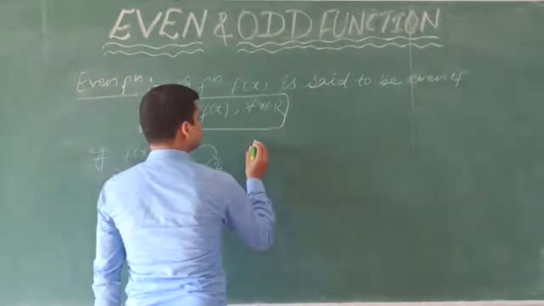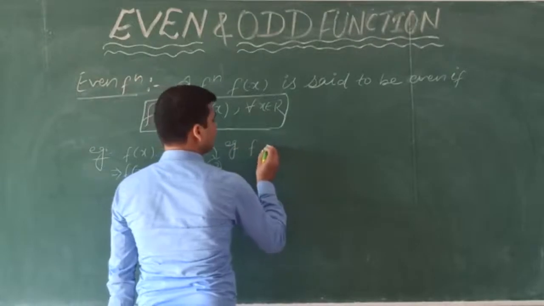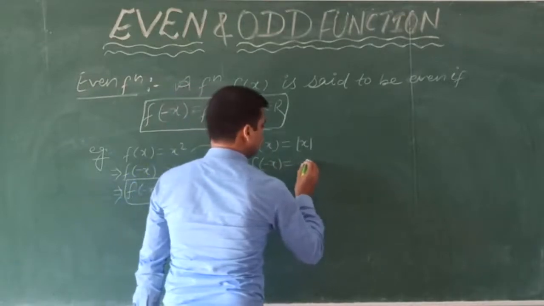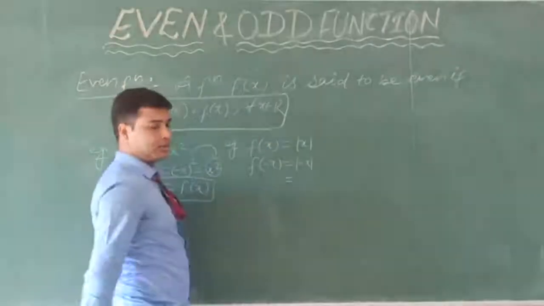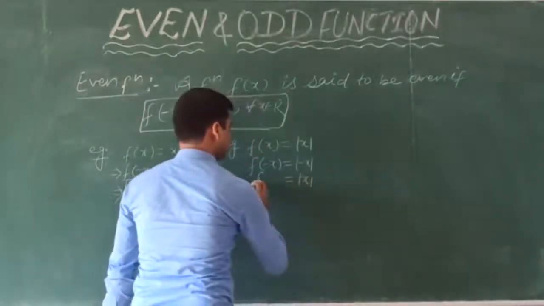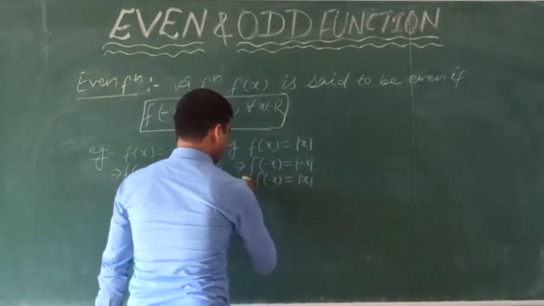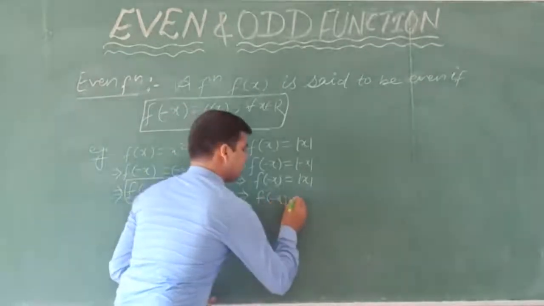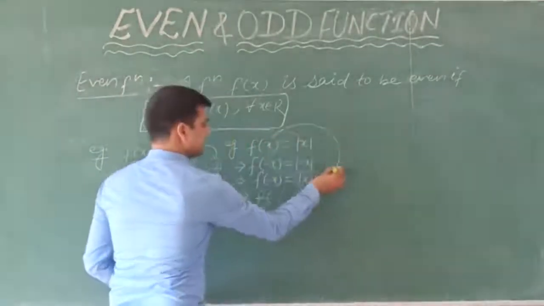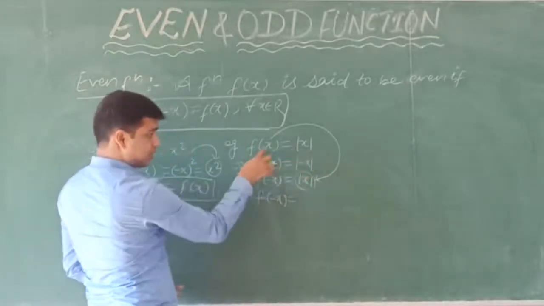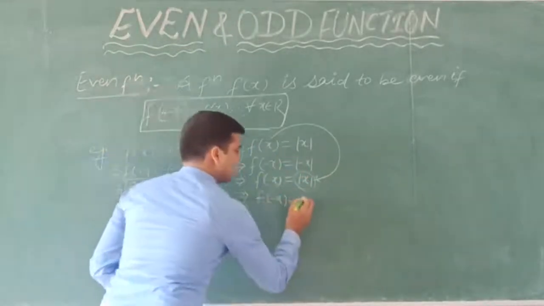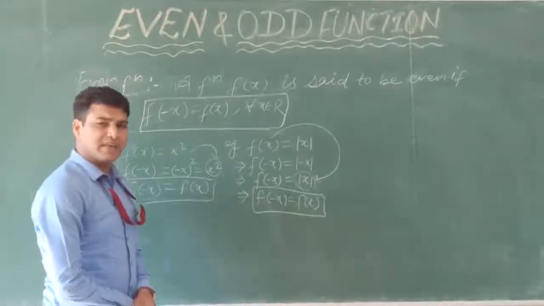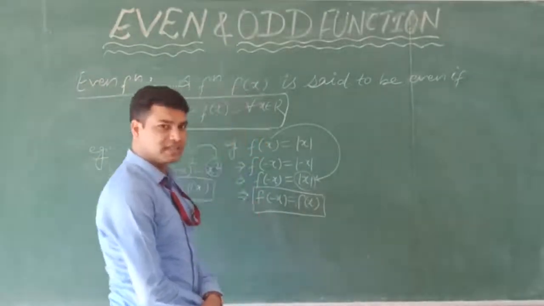Second example, suppose f of x equals mod of x. So instead of x I am going to put minus x, so mod of minus x, and we know that this is always positive, so we will get f of x. So f of minus x equals mod of x, which is f of x. Again you can say this is an even function, meaning when we substitute minus x instead of x, we get the same function, so this is an even function.